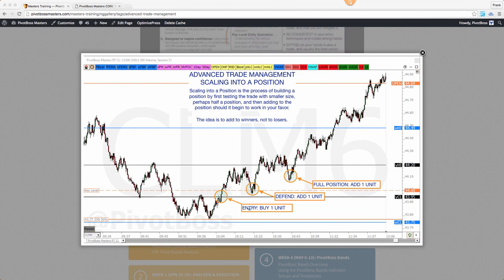But the other approach to scaling into a position is something I call the carpet bomb approach.